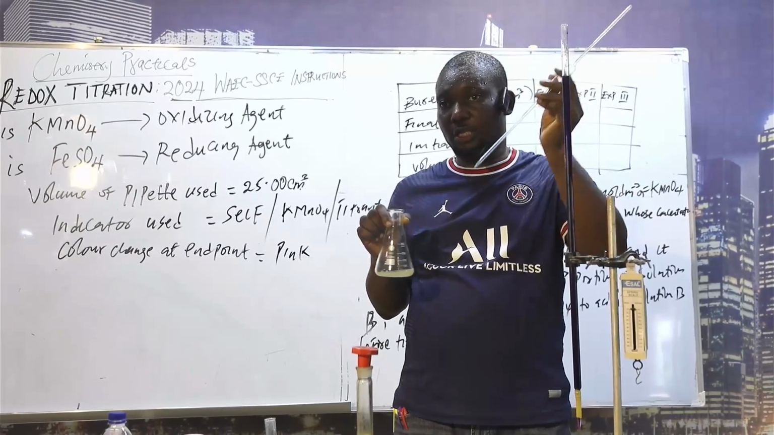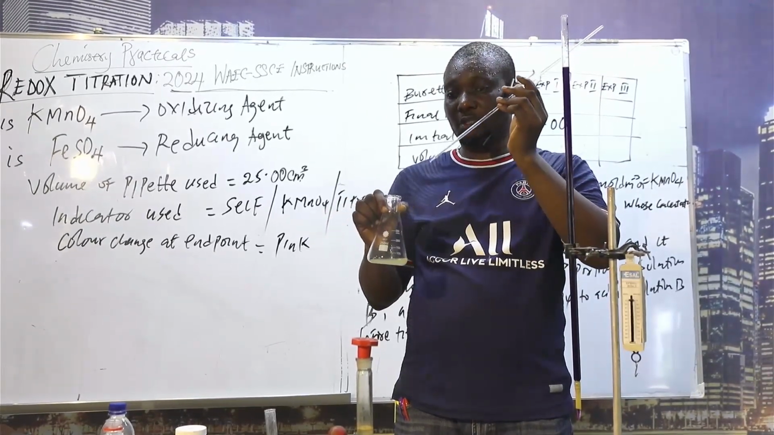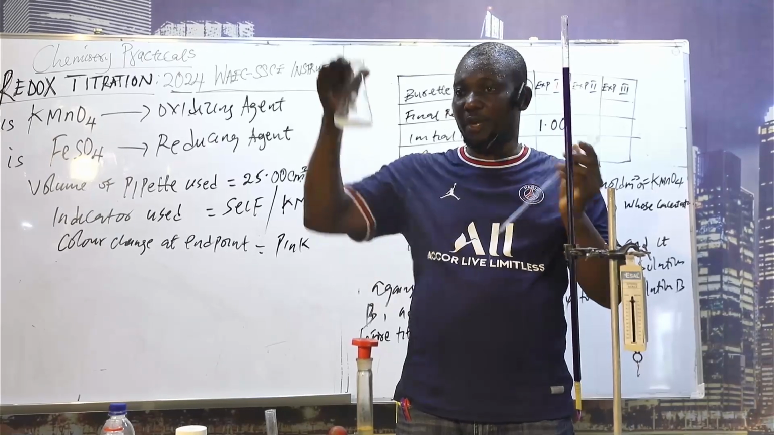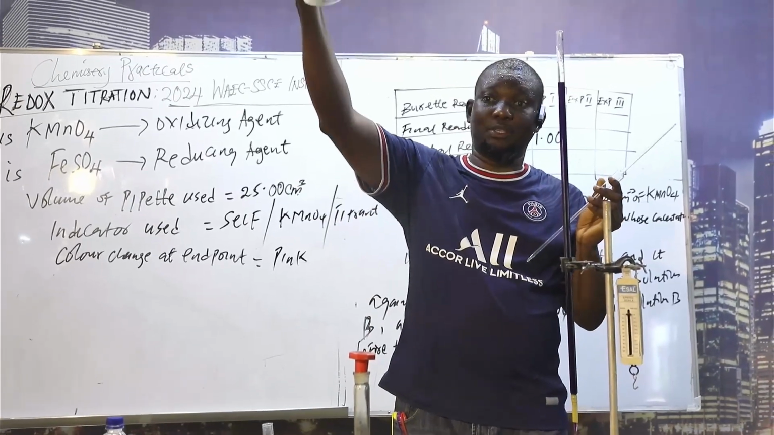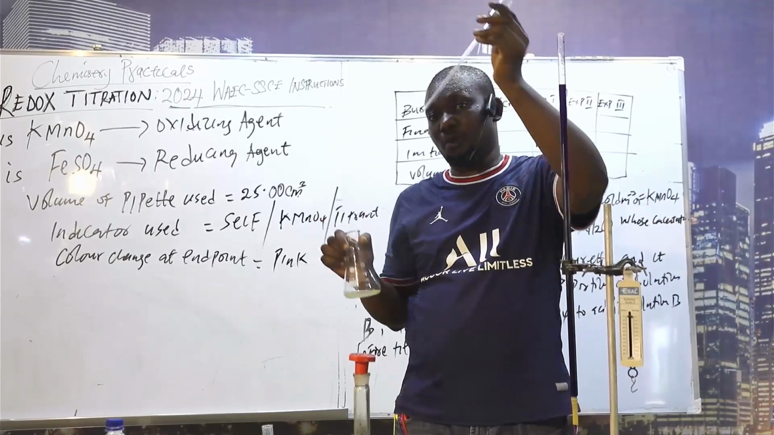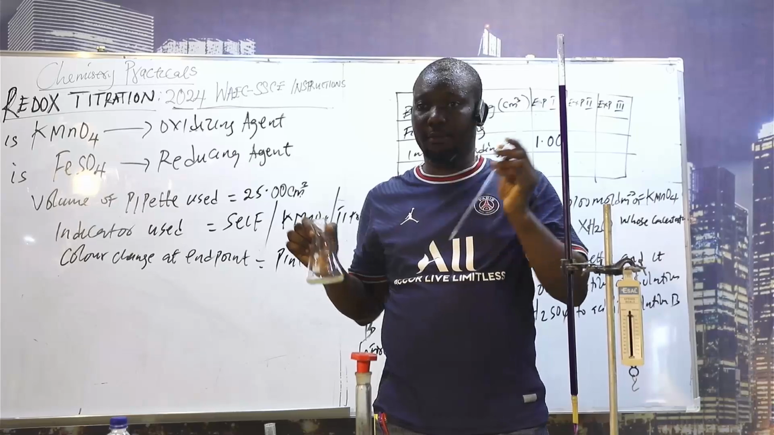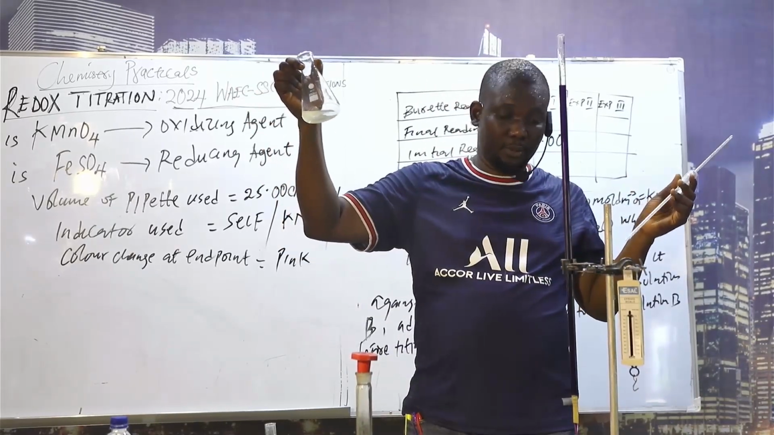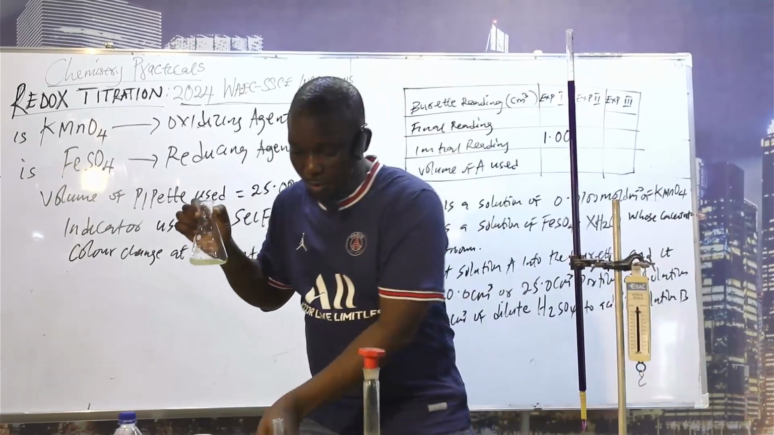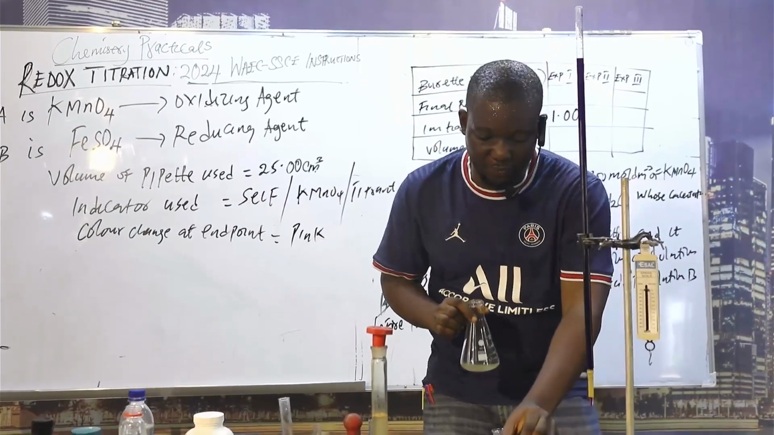That you ensure that you do not blow the last drop. If you blow the last drop here, it's going to affect the volume which you have already stated to be 25. Maybe it's going to be 25 point something. So it's designed not to allow that. Don't say my solution is still remaining and then you blow inside. It will spoil your results. Take note. That will form part of your precautions. Now, don't start titrating if you do not acidify.